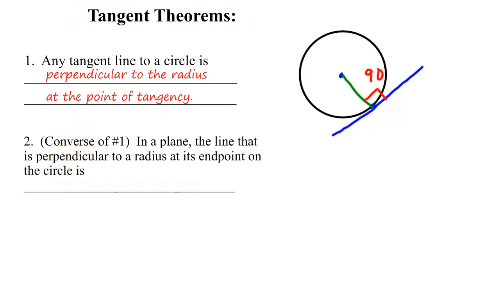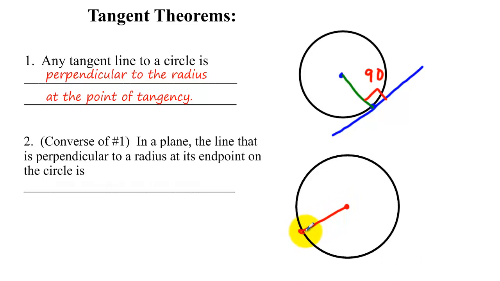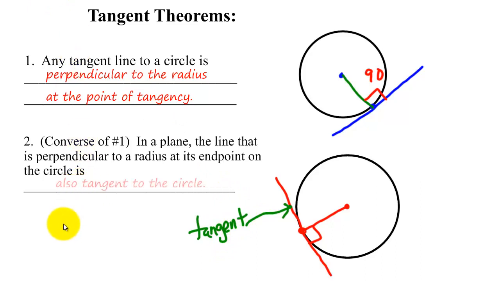The converse of that is also true. Let's say in this case, you're looking at a circle, and you've got a line that is drawn perpendicular to a radius at its endpoint. So you kind of have to go backwards here. You have a radius, and at its endpoint on the circle, you have a line drawn in perpendicular to that radius, so you know you have a right angle. This line right here would be a tangent line to the circle. So our theorem says that in a plane, any line that is perpendicular to a radius at its endpoint on the circle is also tangent to the circle.